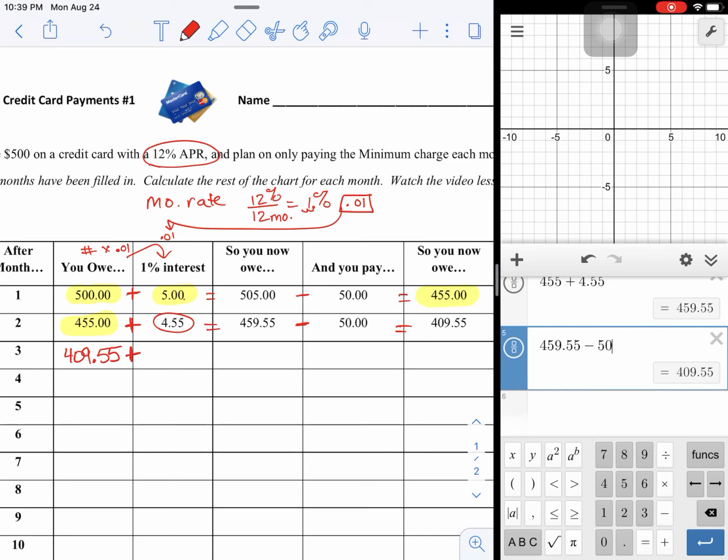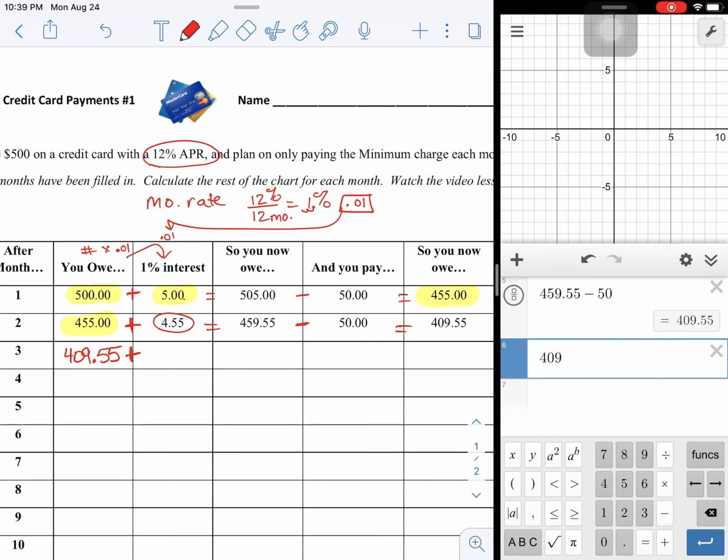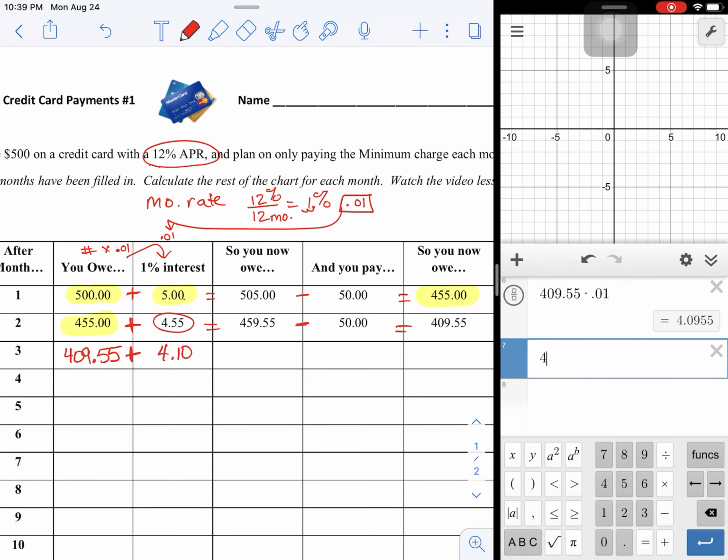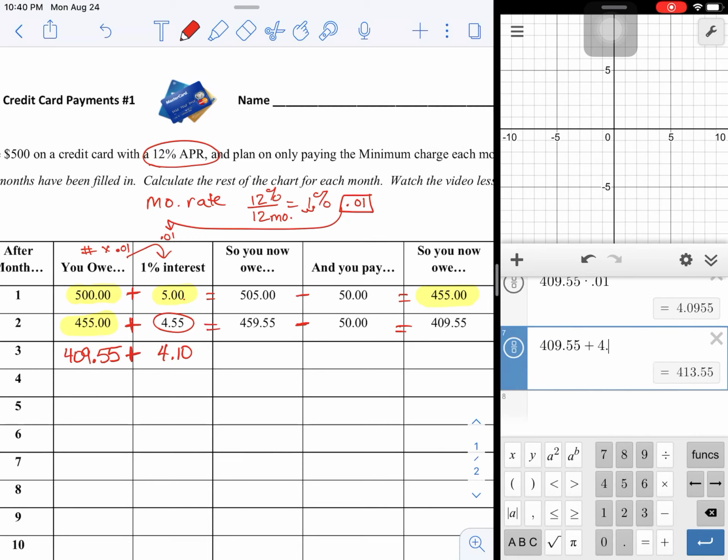And we are going to add up our interest. Well, our interest is $409.55 times 0.01. And that is, now we have to round. 4.0955 is $4.10. And when we add our $409.55 to our $4.10, I get a new balance of $413.65. I'm going to make another payment of $50.